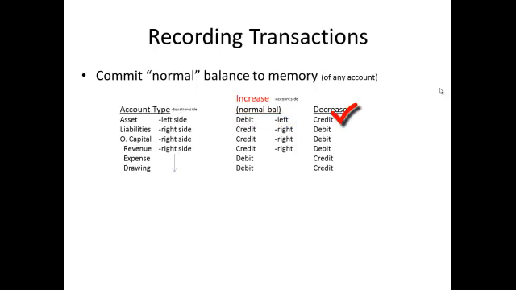Credited. Liabilities, right-hand side of the equation. They increase on the credit or right-hand side of the account. All liabilities are known as credit accounts. Their normal balance is credit. The owner capital account, right-hand side of the equation, increased on the right-hand side of the account. It's known as a credit account. Normal balance should be credit. Revenues, also, normal balance should be credit, increased on the right-hand side of the account.